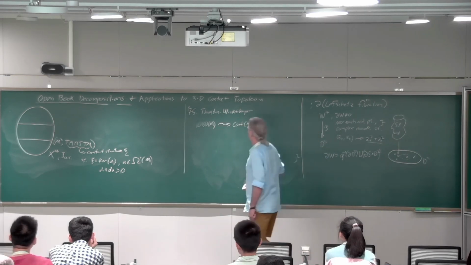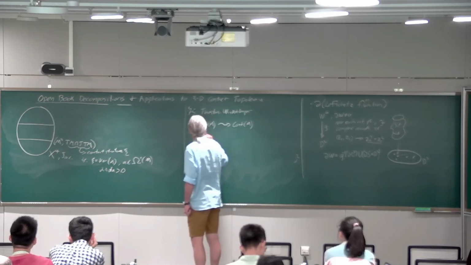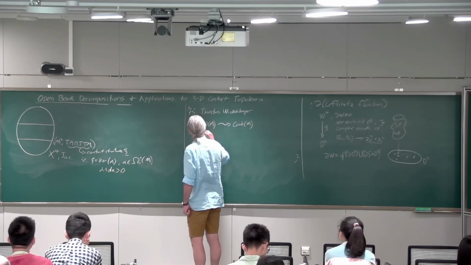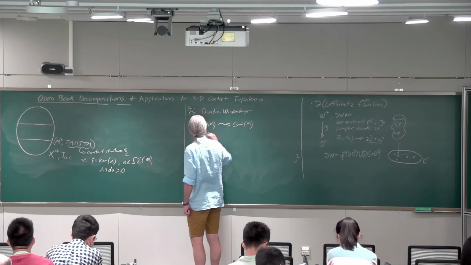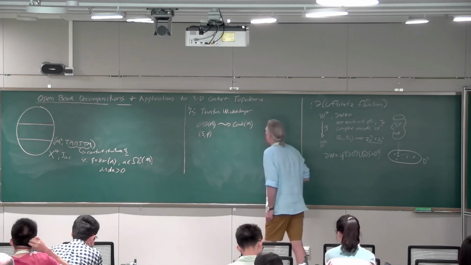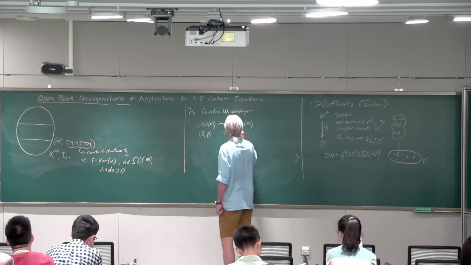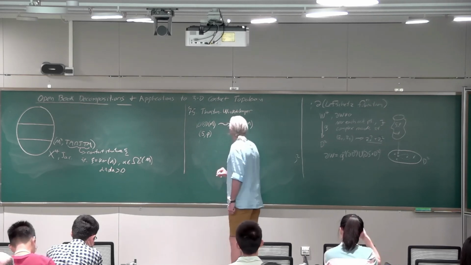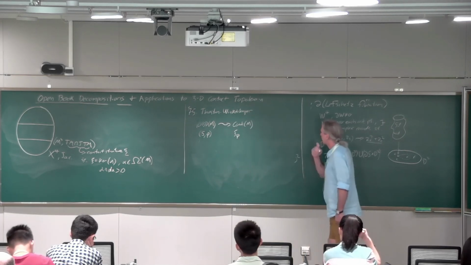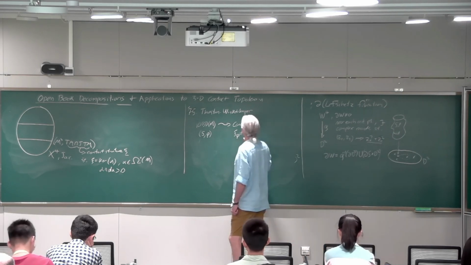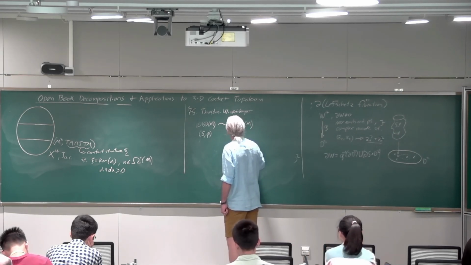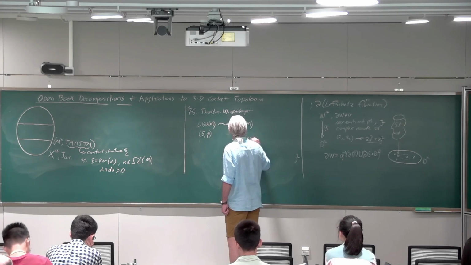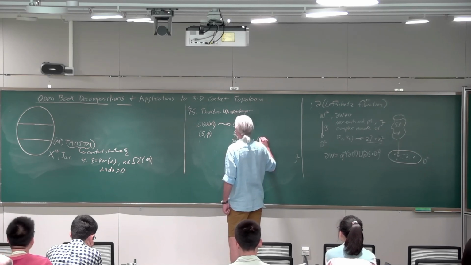So just notationally, if we start with the data of an open book, so I have some page S, I have some monodromy phi, what I'm going to get over here, I will call C sub phi. So this is the contact structure supported by this open book decomposition.